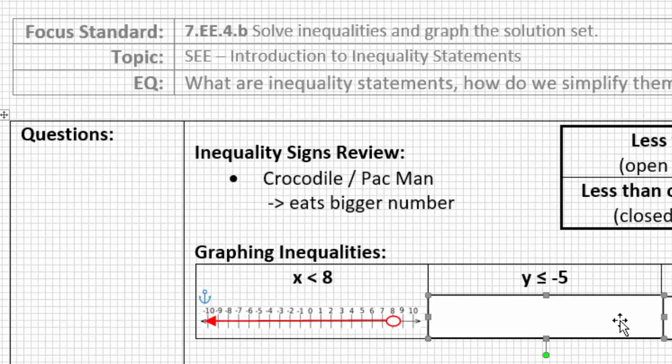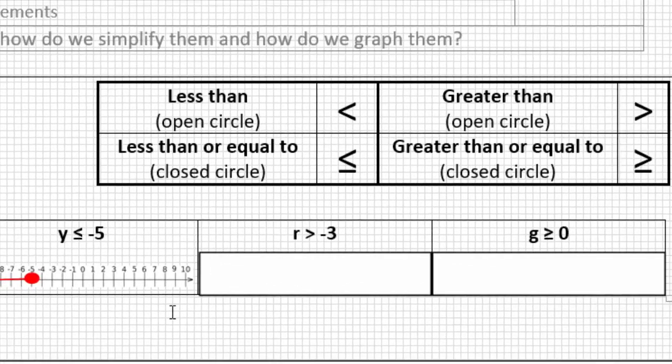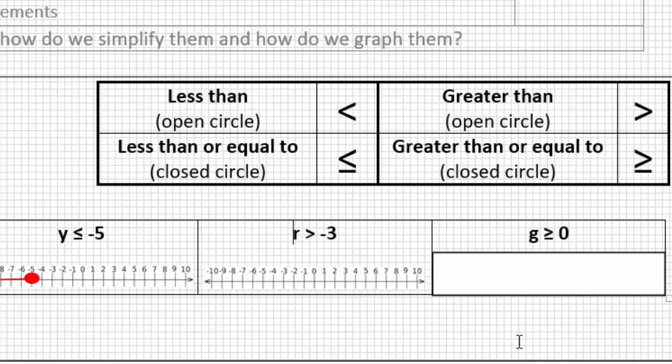So if I was to graph the inequality statement y is less than or equal to -5, I would include a closed circle on -5 because it's less than or equal to, so including -5, and an arrow to the left to show that it is everything less than that value. If I was to graph r is greater than -3, I'm going to include an open circle on -3, and then an arrow to show everything that is greater than -3, so everything to the right of -3. So that would show us our graph of r is greater than -3.